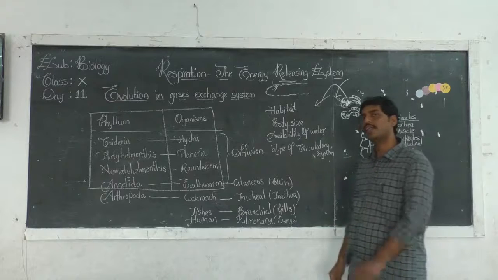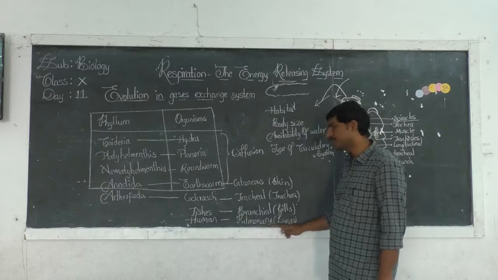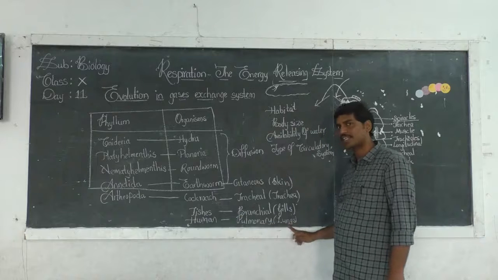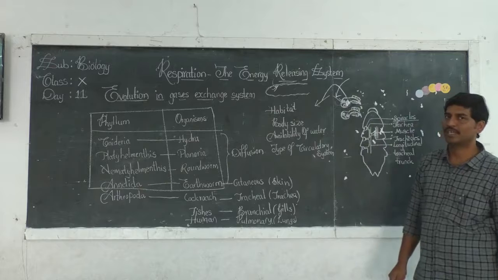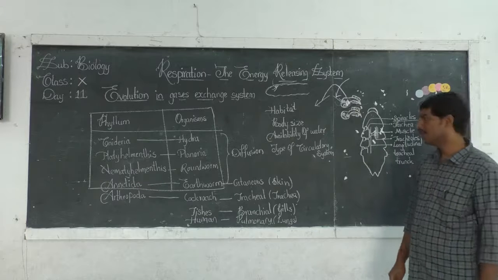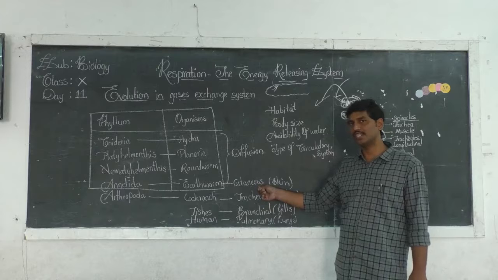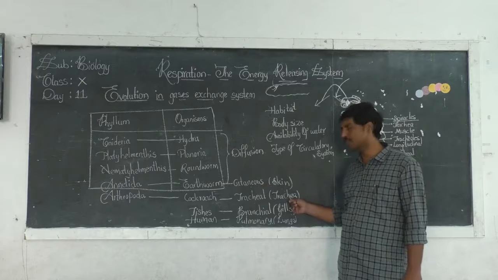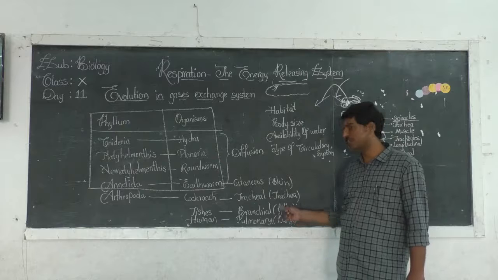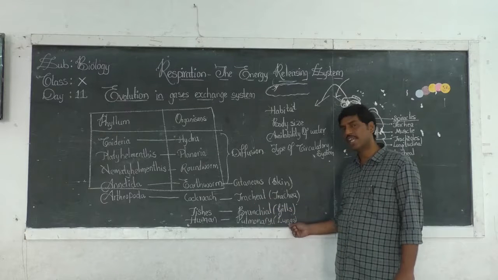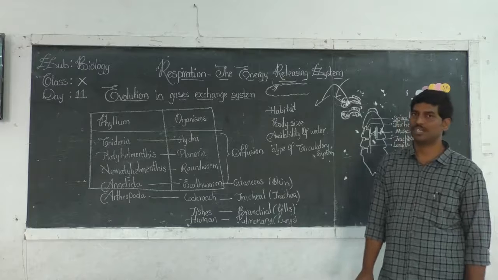And in highly developed organisms like humans, the respiration is because of lungs. Lungs are the respiratory organs and the type of respiration is called pulmonary respiration. Therefore, if the skin is a respiratory organ, we call it cutaneous respiration. If trachea is a respiratory organ, we call it tracheal respiration. If gills are the respiratory organs, we call it branchial respiration. If lungs are the respiratory organ, we call it pulmonary respiration.